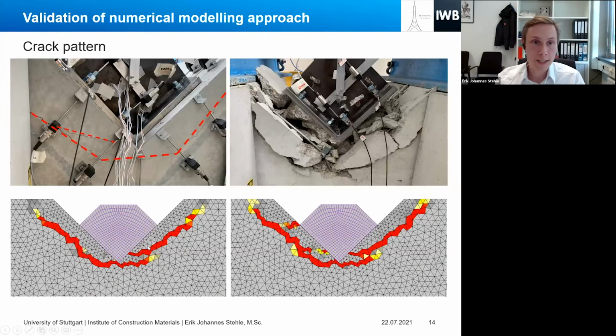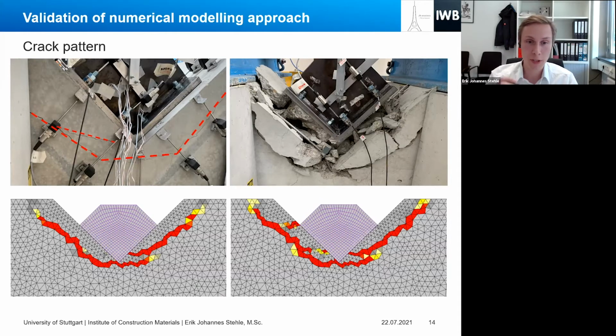And here are some crack patterns that we obtained in the experiments, and also the crack patterns on the concrete surface for the numerical simulation. As you can see, the numerical simulation fits quite well with what we could really observe in the experiments. Also the shape of the load displacement curve from the numerical results fitted quite well with the experimental one.